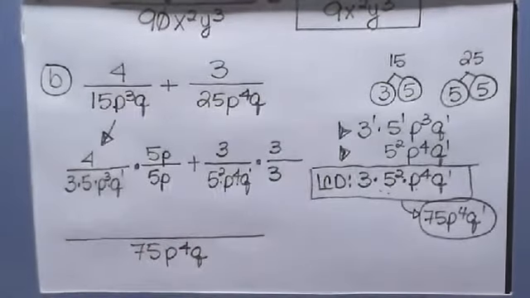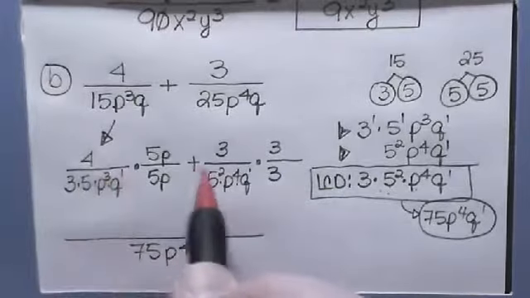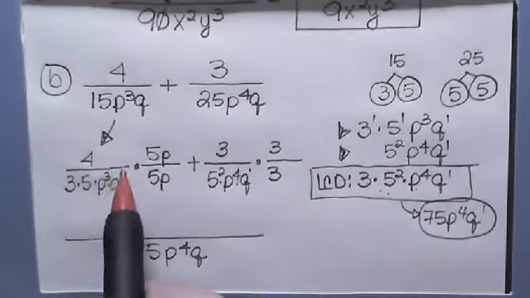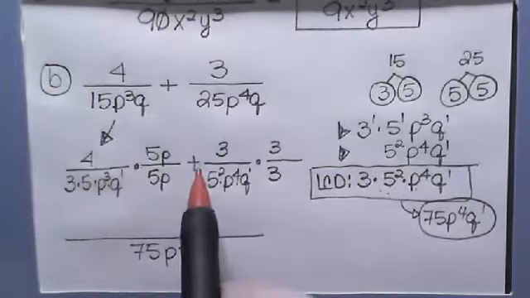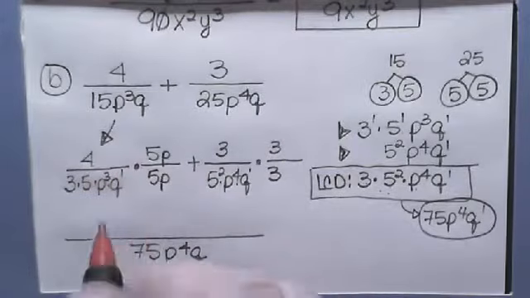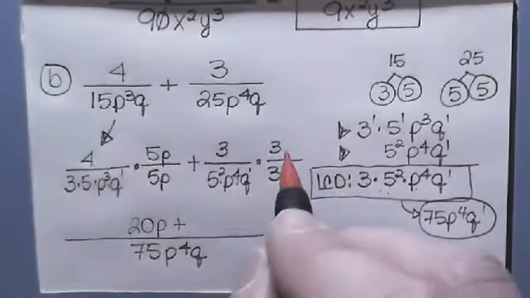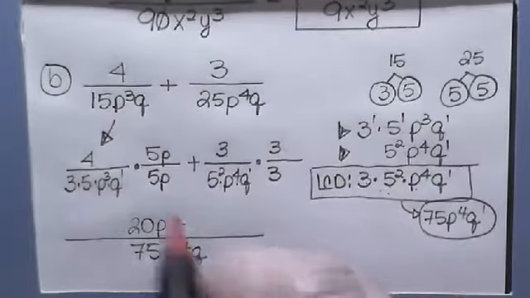Very good. Now we're going to do the multiplication before we can do the addition. So 4 times 5 is 20p, and 3 times 3 is 9.